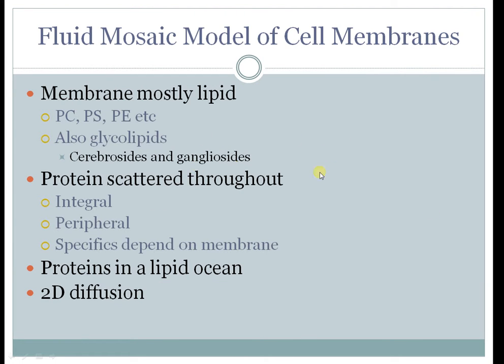Fluid mosaic model of the cell membrane. The membrane is mostly lipid: phospholipids, and also some glycolipids such as cerebrosides and gangliosides, and proteins throughout, both integral and peripheral, in the membrane.